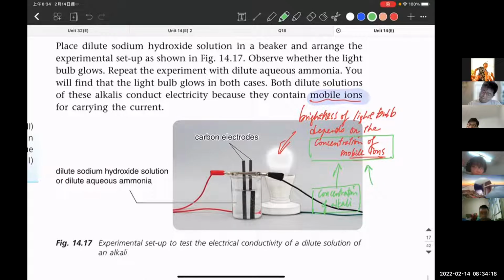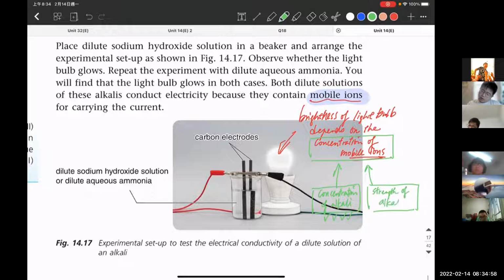Number of mobile ion. How will you control the number of mobile ion? Can you control? Something that you can control, for example, concentration of alkaline. This is what you can control. How about the nature of alkaline? The nature of alkaline, you cannot control.